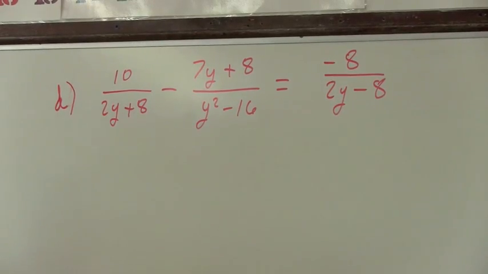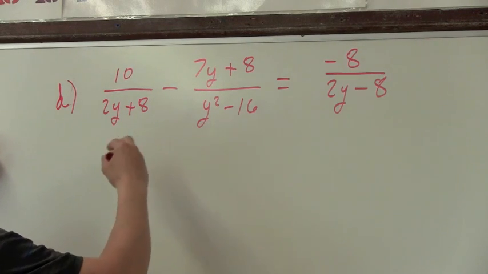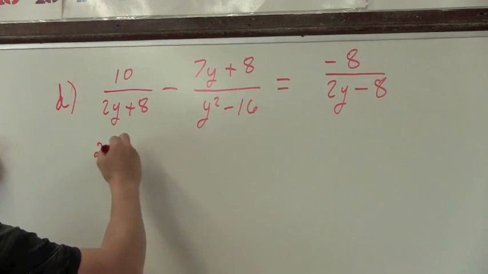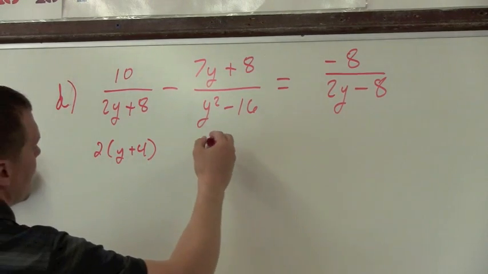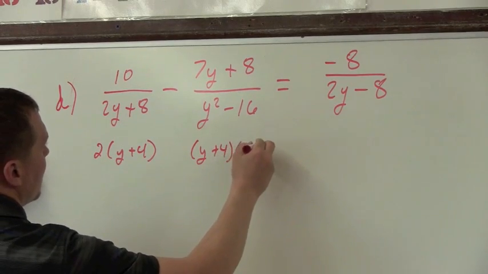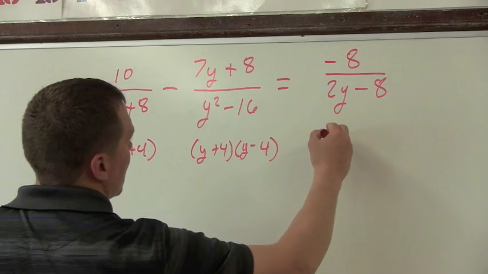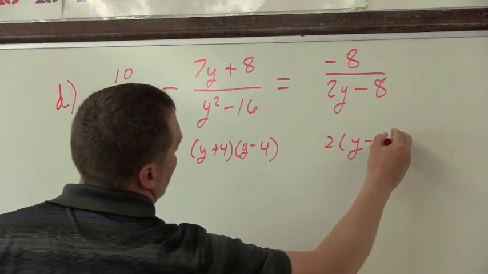Alright, example D. Again, like always, we want to factor the bottoms as much as we can. So here I can take out a 2. And it'll leave me with y plus 4. Here, that's going to be y plus 4, y minus 4. Over here, you can take out a 2 again, so that's going to be 2, and that's going to give me y minus 4.